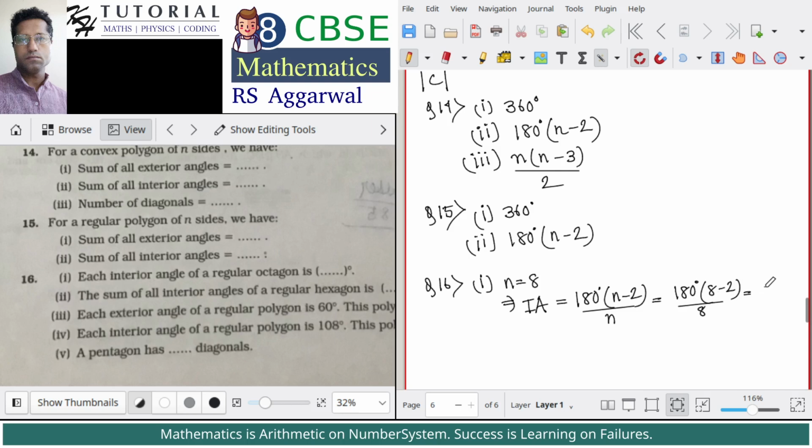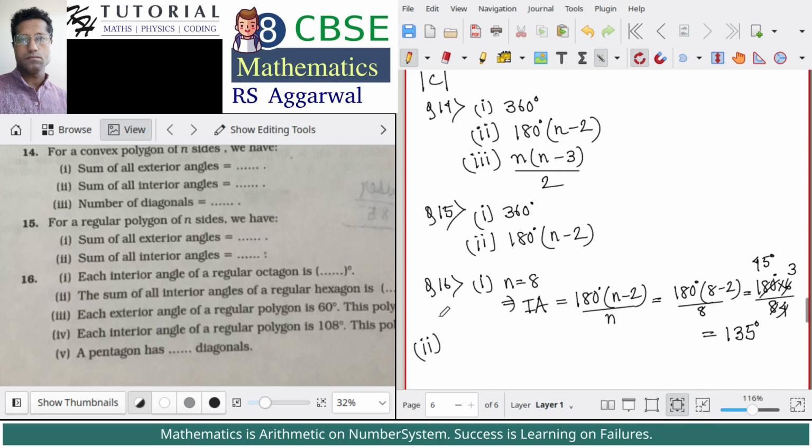This is 180 degrees multiplied by 6 divided by 8, which is equal to 135 degrees. So each interior angle of a regular octagon is 135 degrees.